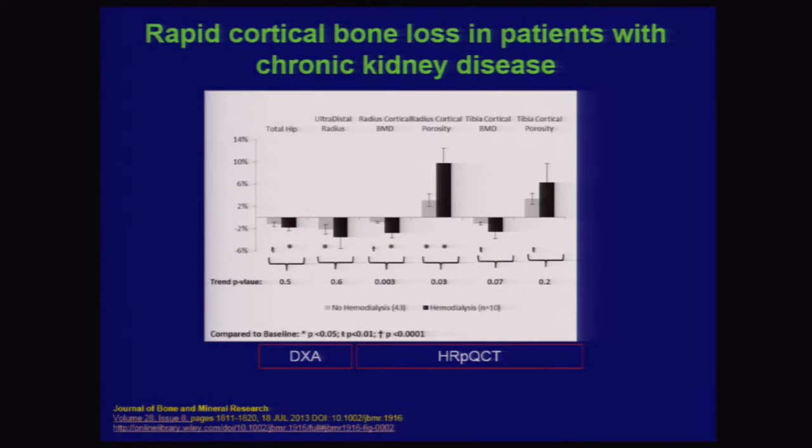And then other data coming from our group have shown that over time, the main effect of renal failure on the skeleton is in the cortex. And these data demonstrate that over a period of about 1.5 years, there were significant declines in DEXA at mainly cortical sites. So the total hip, probably about 50% cortical bone, and the UDR is also about 20% cortical bone. And then here we saw significant decreases in radius cortical BMD, tibia cortical BMD, and cortical porosity at the radius over time.